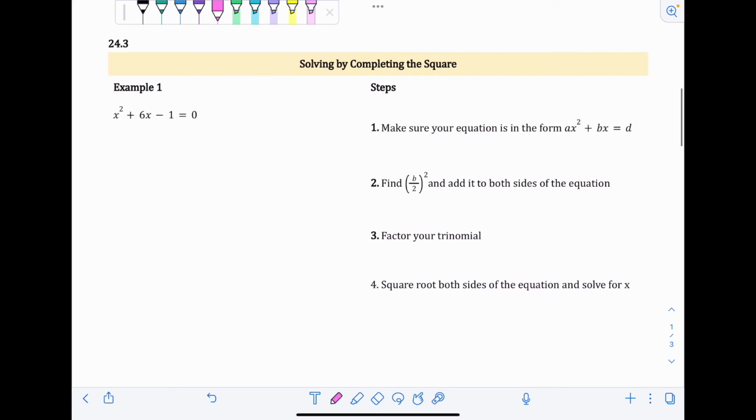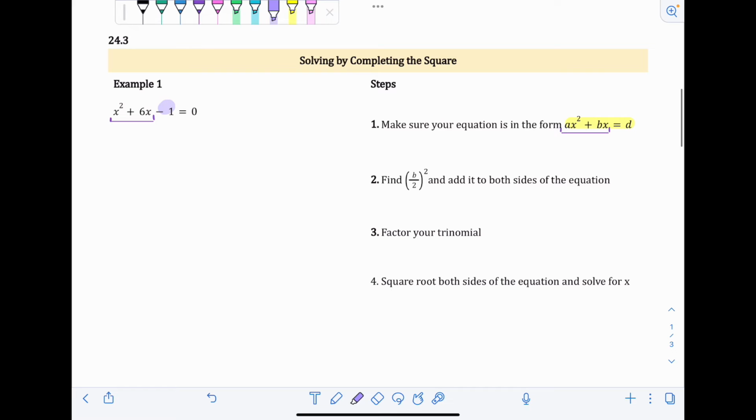Okay, so example 1, x squared plus 6x minus 1 equals 0. So here's our equation. Step 1 says make sure your equation is in the form ax squared plus bx equals d. So what that means is that I just have the x squared and the x term on one side of the equal sign, and my constant is on the other side. So I just want these two on this side, the x squared and the x, and then I want my constant, the one that doesn't have the variable, on the other side of the equal sign. I know it's a little bit different than normal, but for this process, we want that.